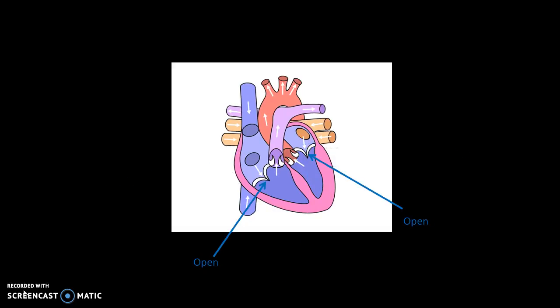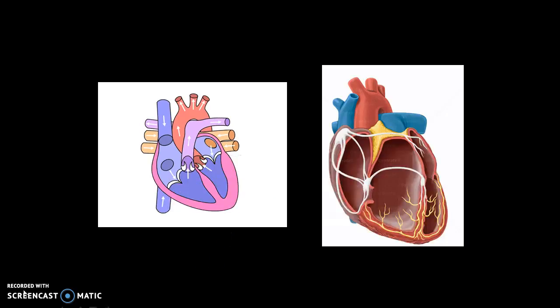The pressure forces these valves to open, and the ventricles then passively fill with 70% of the blood from the atriums. This is known as ventricular diastole. An impulse from the SA node then causes atrial systole, and the rest of the blood flows from the atriums into the ventricles. This is active filling. The tricuspid and bicuspid valves are now closed.